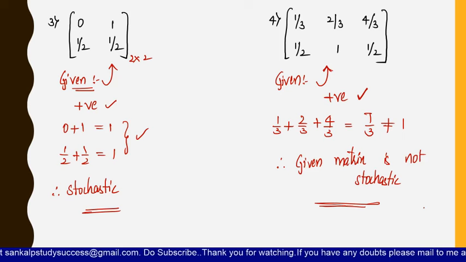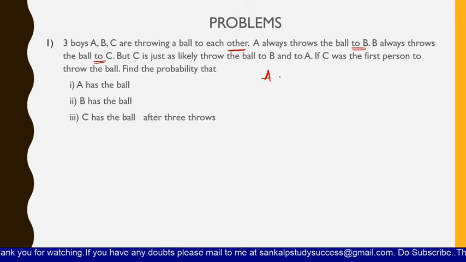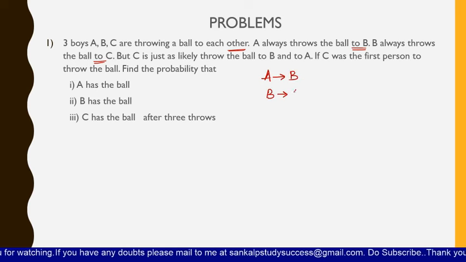Now let us go into one more question where three boys A, B, C are throwing a ball to each other. That means they are playing a ball game in which three persons A, B and C are throwing the ball to each other. Here, A is only throwing to B and B is only throwing to C. If C is just as likely to throw the ball to B and A, that means C is throwing the ball equally to A and B. If C was the first person to throw the ball, then you need to find the probability that A has the ball, B has the ball and C has the ball after 3 throws.